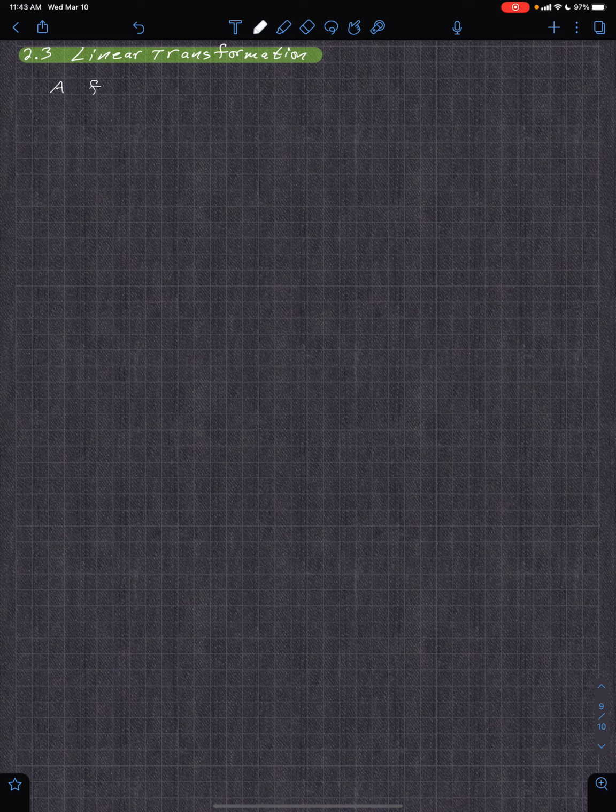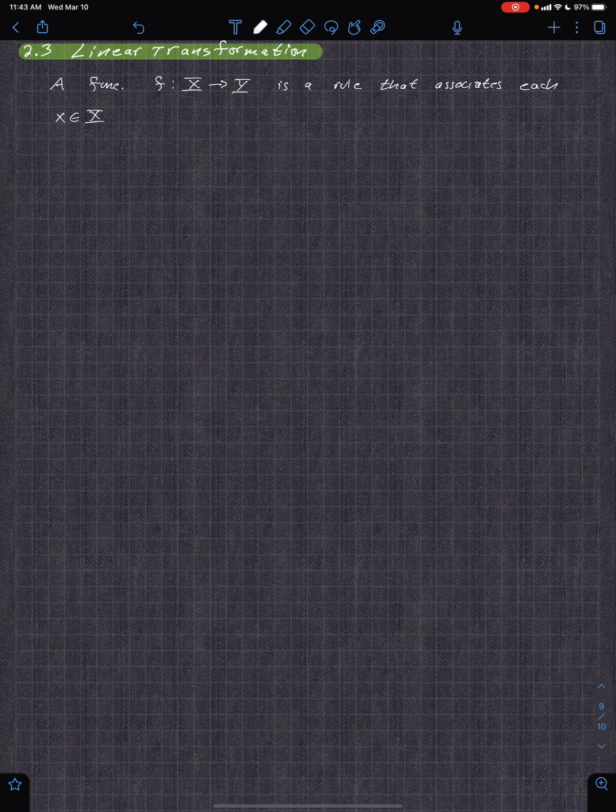So a function f from a set X, I'm using capital, to Y is a rule that associates each x in the set X an element y, which we'll call f of x, in capital Y, the set Y. We say f maps X into Y. And the wording is specific. It's not onto, it's into.